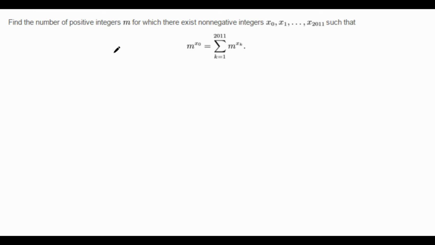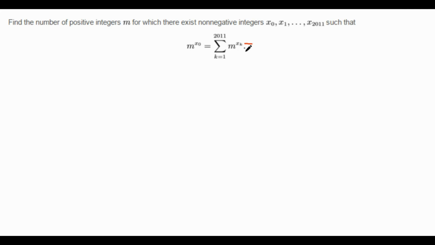Find the number of positive integers m for which there exist non-negative integers x0 through x2011 such that m to the power of x0 is equal to the sum from k equals 1 to 2011 of m to the power of xk. Now before doing this problem, let's first understand what it's trying to say.